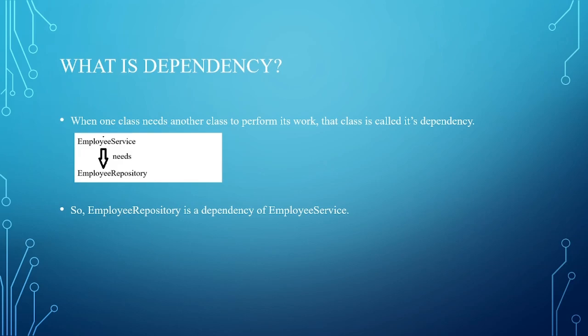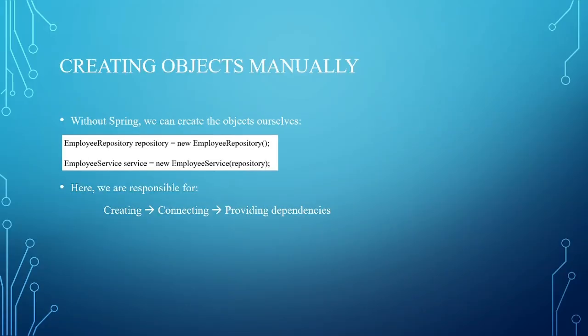Now we know what a dependency is, but who creates and provides this dependency? Before Spring, we could manually create these objects using the new keyword. First, we create an employee repository object, then we create the employee service object and pass the repository object to it. So here, our code is responsible for creating the objects and connecting them together. For a small application, this isn't really a problem. We can easily understand which objects need to be created and which dependencies need to be passed.